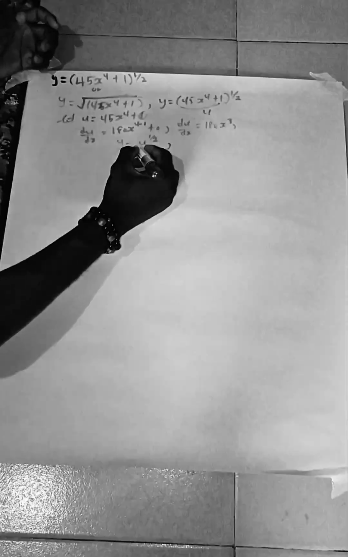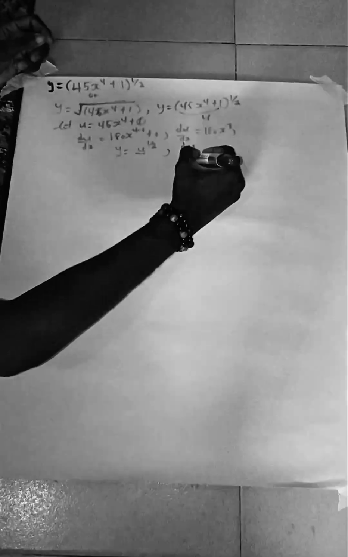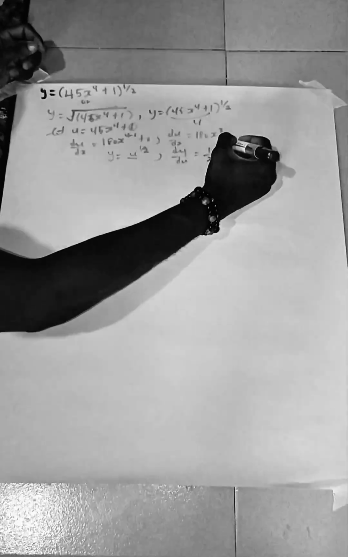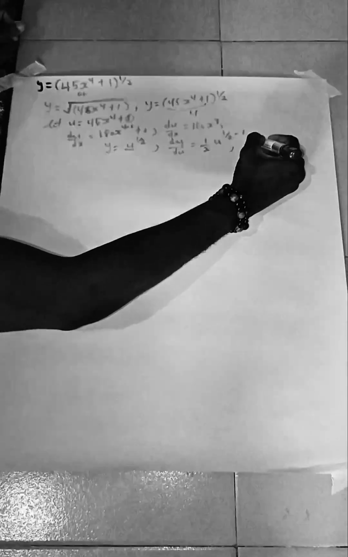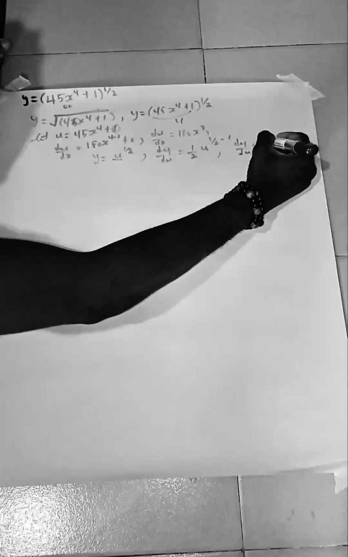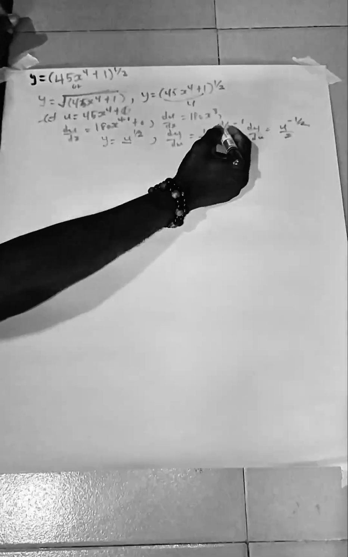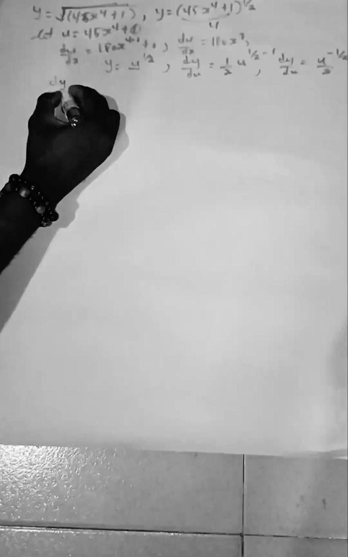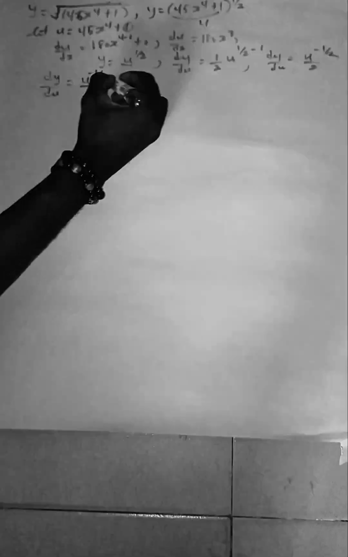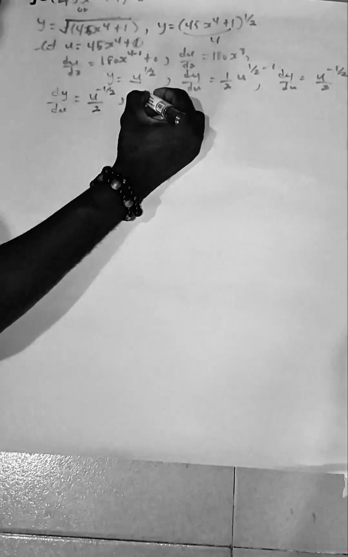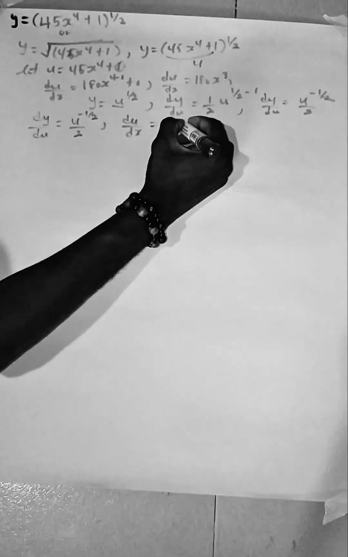So if we differentiate our y with respect to u, our dy by du is just going to be 1 over 2 u raised to the power 1 over 2 minus 1. Remember your power rule, don't forget. So our dy by du is just going to equal u raised to the power minus 1 over 2, then divided by 2, since you get it from this, right? u times 1 over 2 is just going to be u over 2, so it doesn't really matter. So let's write out what we have. Our dy by du is equal to u raised to the power minus 1 over 2, over 2, and our du by dx is equal to 180x raised to the power 3.